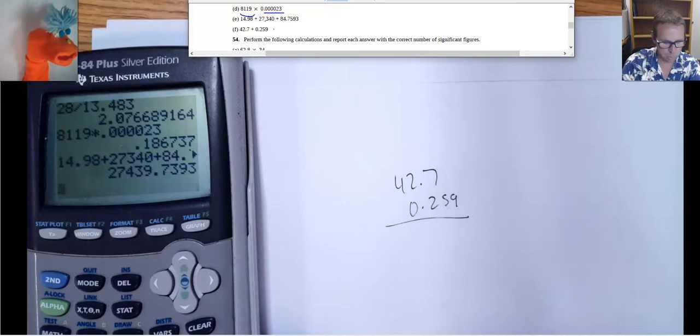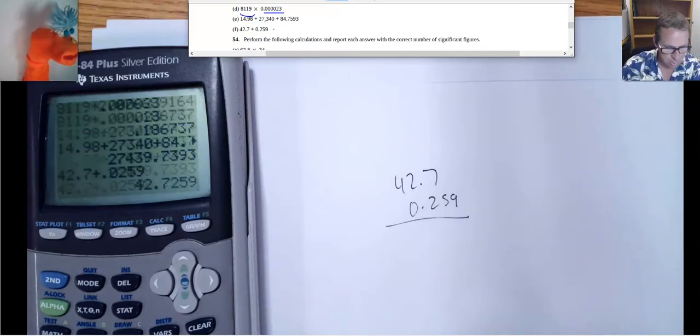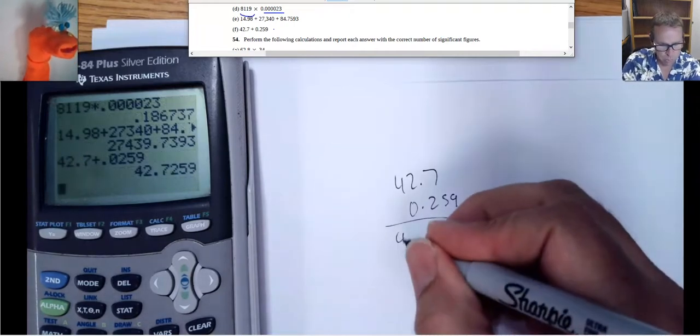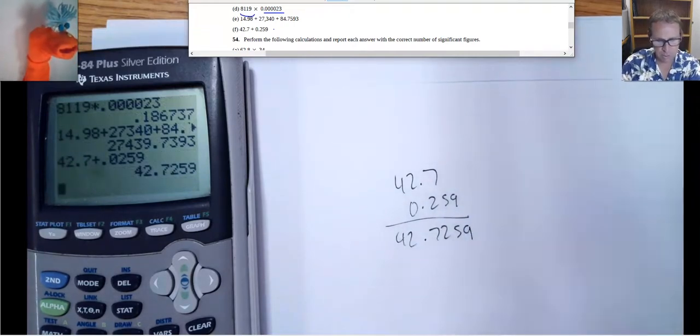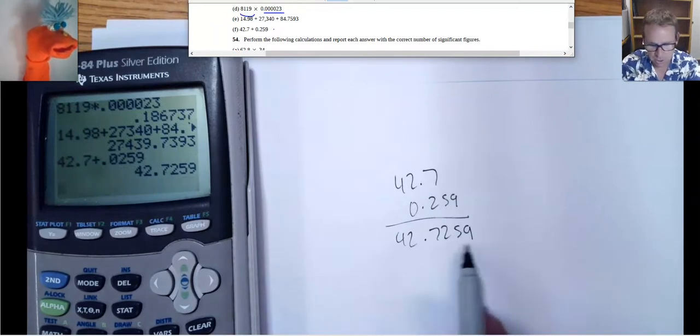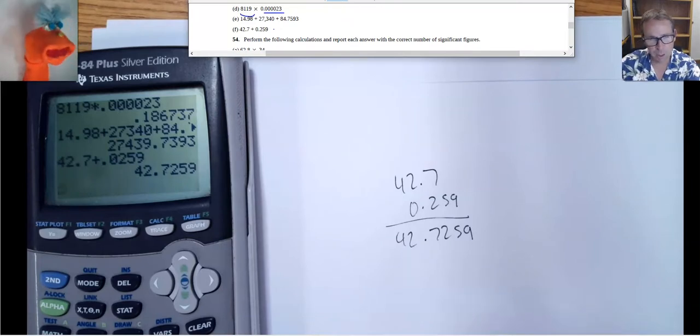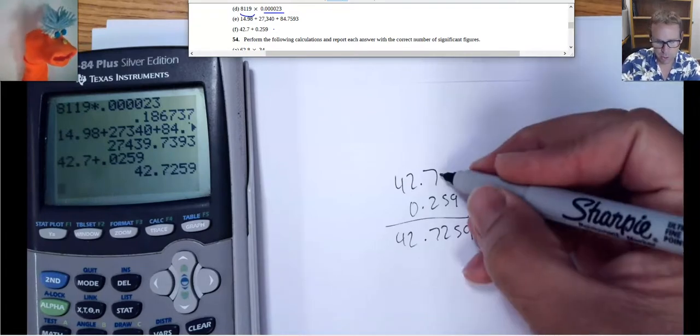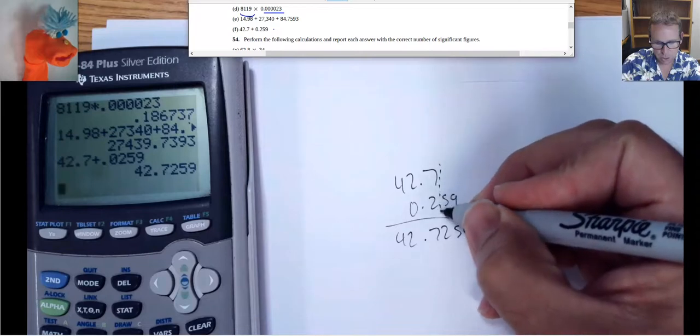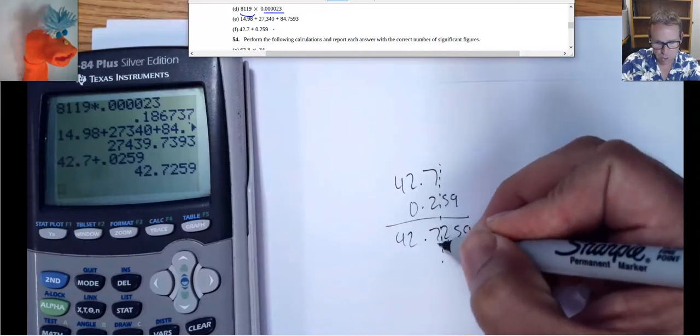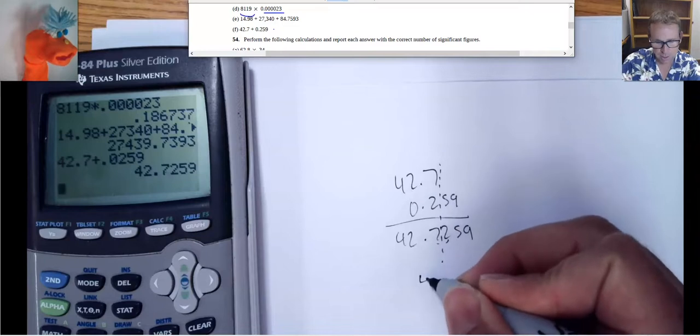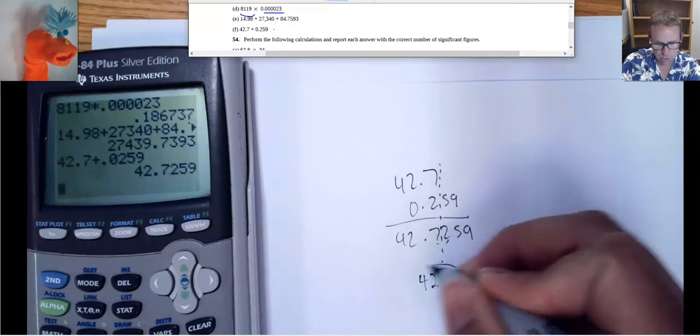All right. I'm going to put that in the calculator. 42.7 plus 0.259. Answer is 42.7259. Now, how many of these digits do I keep? Well, you cut it off at the tenths place? How did you know that? Because the top one cuts off at the tenths place. Very good. This is the last significant digit here, so we need to cut this off at the tenths place. So there's 2, doesn't round that 7 up, so the answer ends up being 42.7.